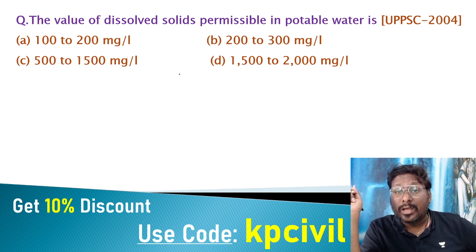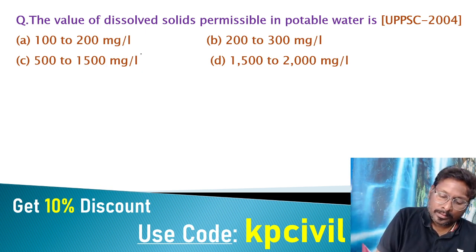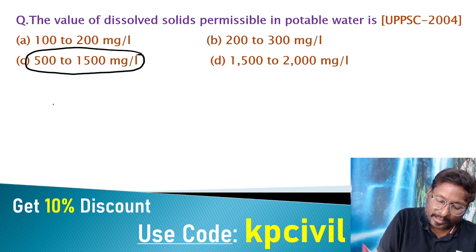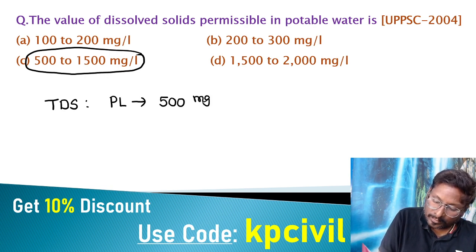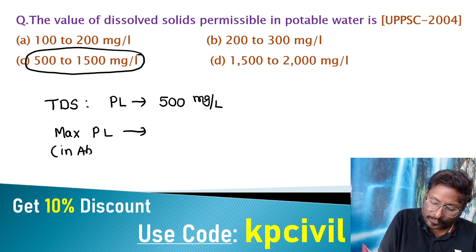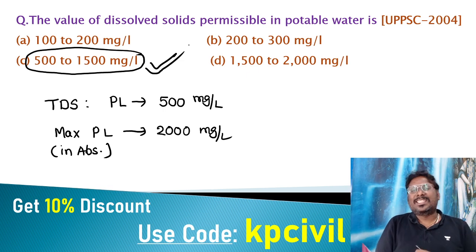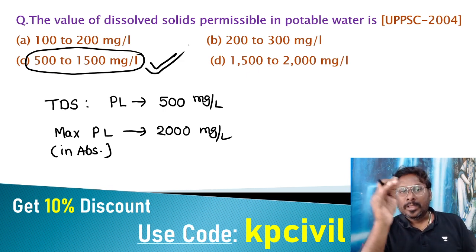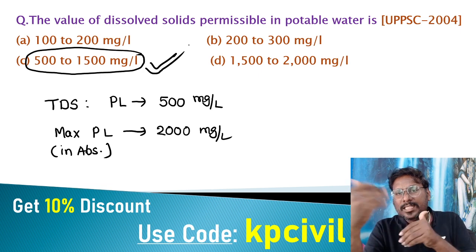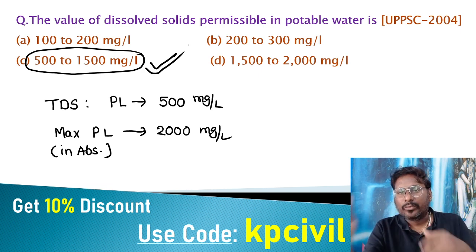Value of dissolved solids permissible in potable water. The permissible limit in potable water is 500 TDS. In the absence of an alternate source, the maximum permissible limit is 2000. So from the given options, we have to choose within the range 500 to 1500. They are not asking for the maximum, just the permissible range, 500 to 1500.